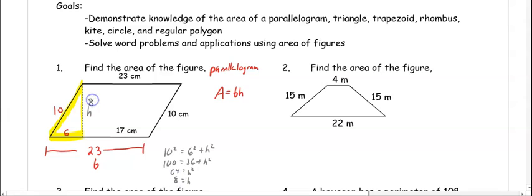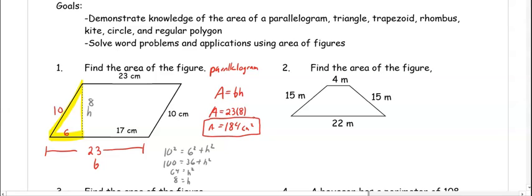So we now know that we have a height of 8 and a base of 23. So we go to find our area. Our area is going to be equal to 23 times 8, which is going to get us 184 centimeters squared.